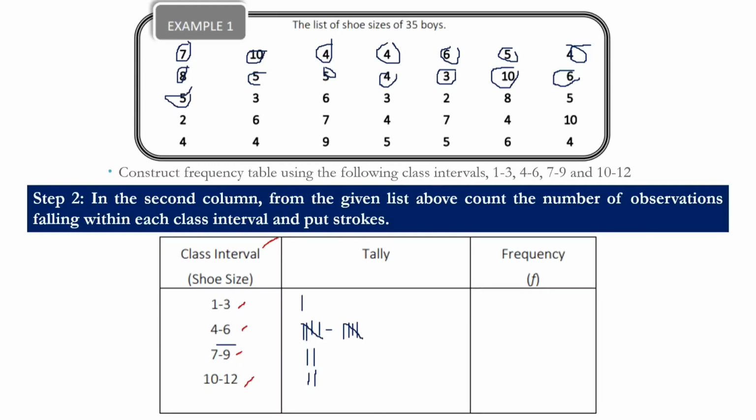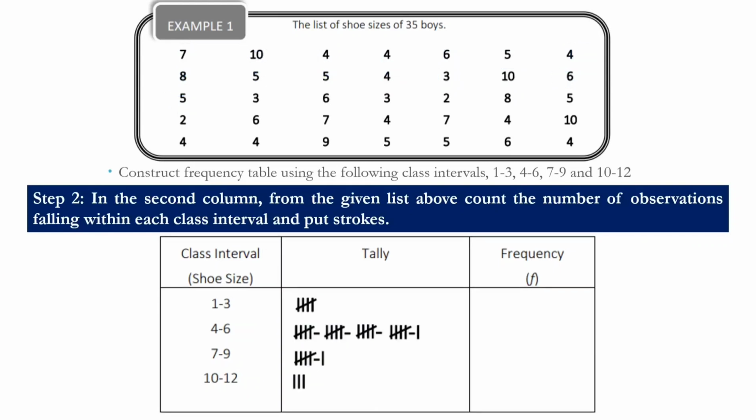So you continue doing that, and when you do that, we will have this result. When we are finished putting strokes in each class interval, this is the result. Okay, so that is how it looks like for the tally. We can now proceed to step 3.